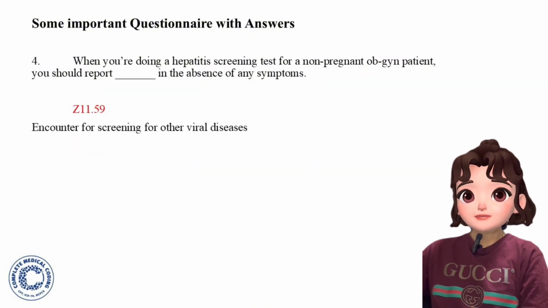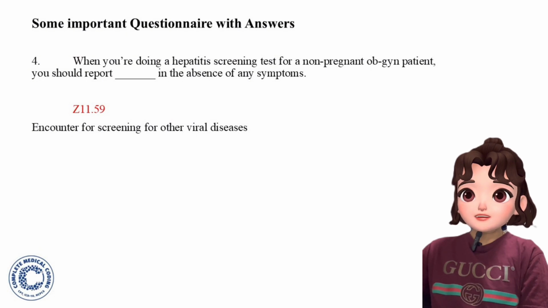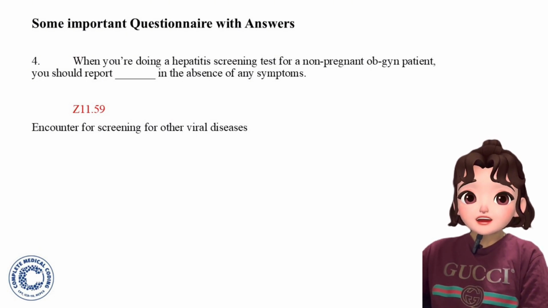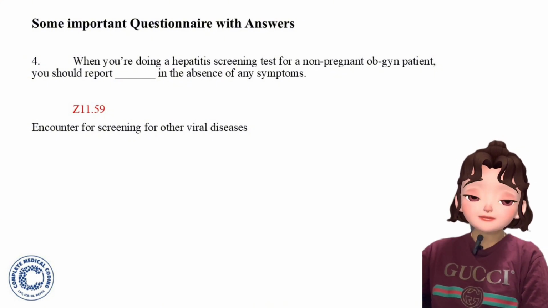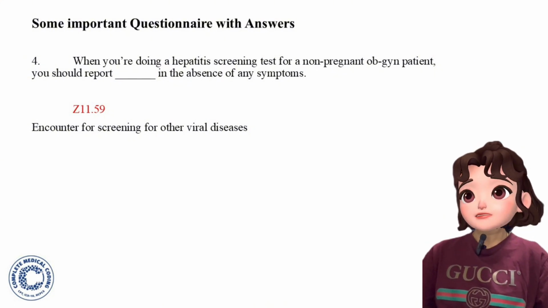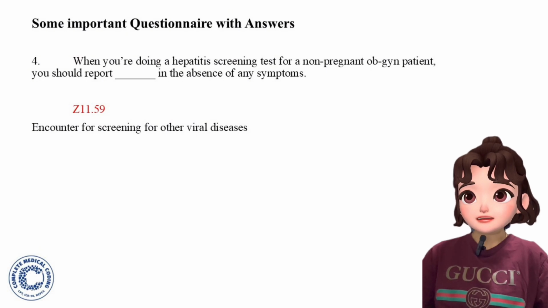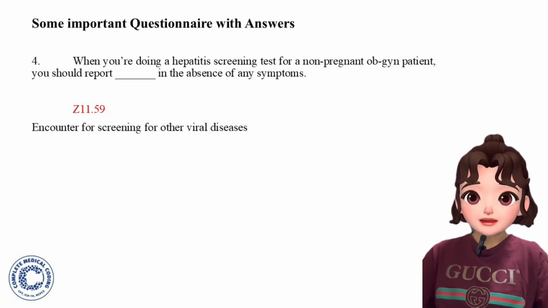Now, fourth one. When you are doing a hepatitis screening test for a non-pregnant OB-GYN patient, you should report dash in the absence of any symptoms. So which code will you use here when you are doing a hepatitis screening test? Here you have to use the code Z11.59, encounter for screening for other viral diseases.